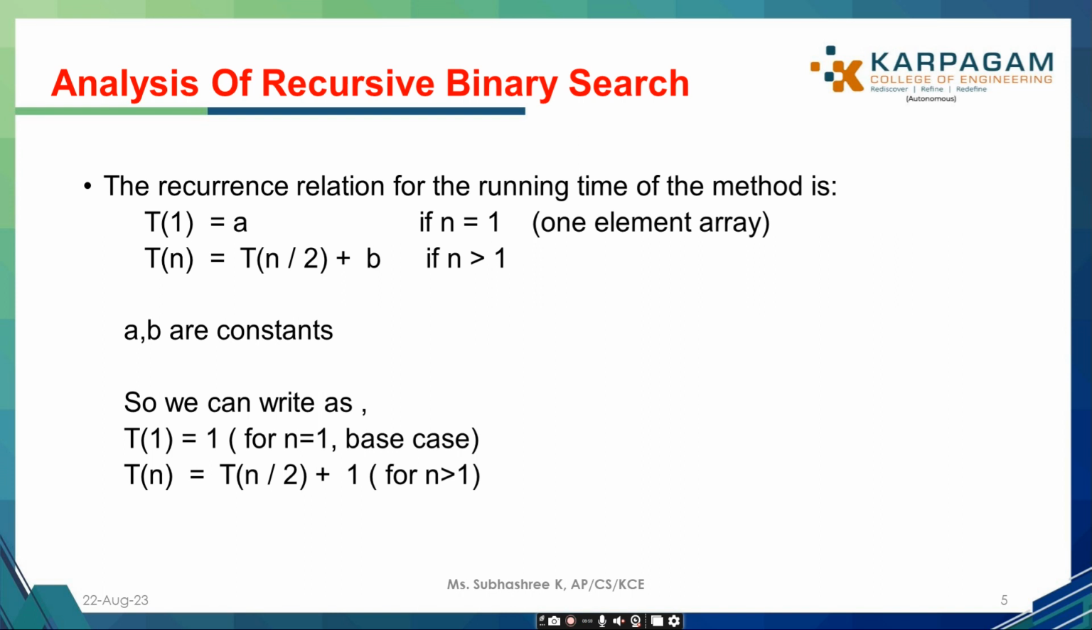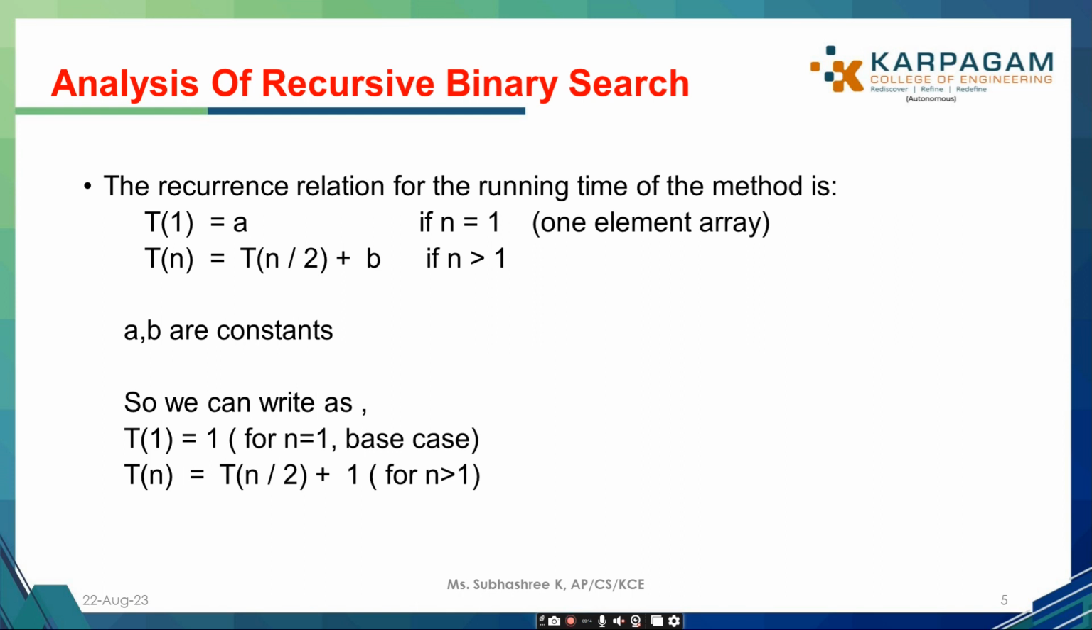So either one half of the array is passed for the next recursive call and hence T of n by 2 plus 1, where the basic operation count is 1. The comparison is made only once for every iteration or for every recursive call. And the base case is T of 1 is equal to 1.